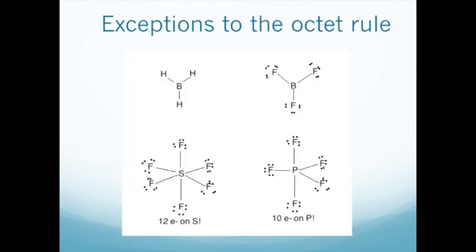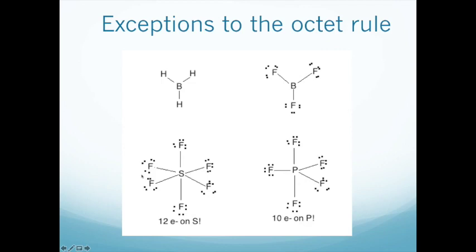So, here are the pictorial representations of the exceptions to the octet rule. We have BH3 here. It only has 6 electrons around this boron atom. And BF3 here. The fluorines have an octet, but boron does not.